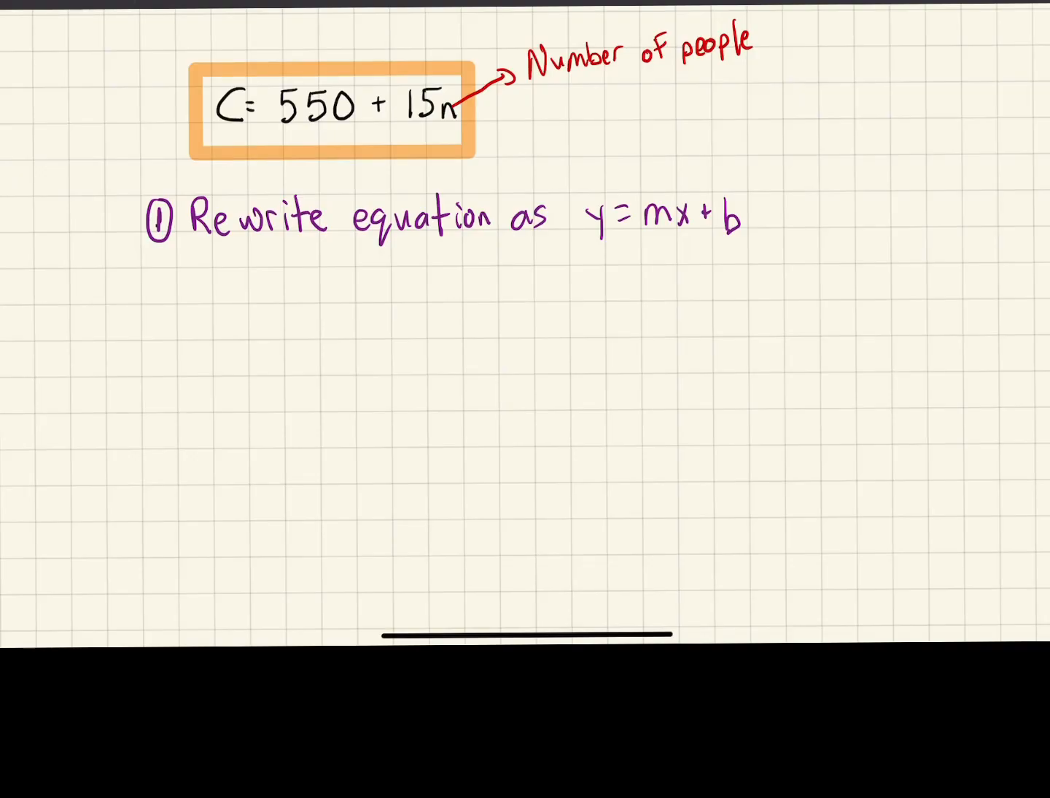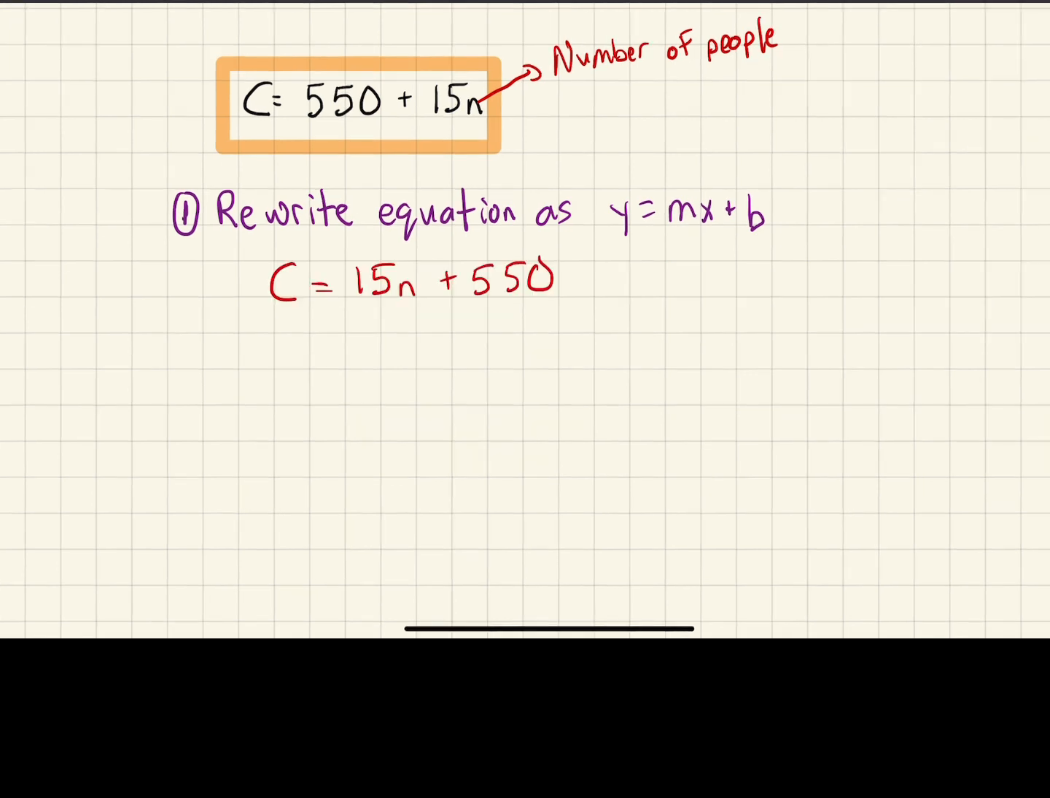So one of these ways that we could show or demonstrate that this is a linear relation is to rewrite the equation as y equals mx plus b. When we rewrite this equation, we can see that the c takes place of the y value, the 15 takes place of the m value or the slope, the n is the x, and the 550 takes place of the b value. So we really have a y equals mx plus b equation.